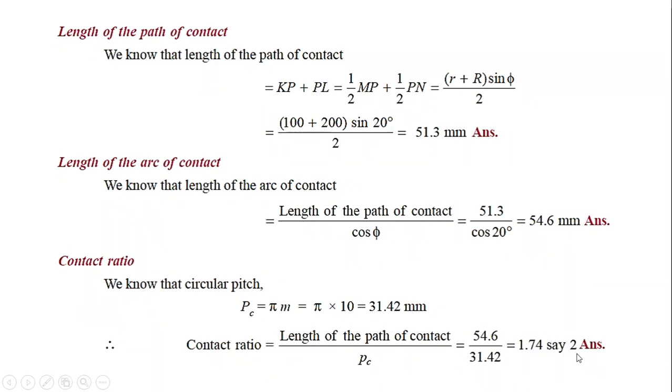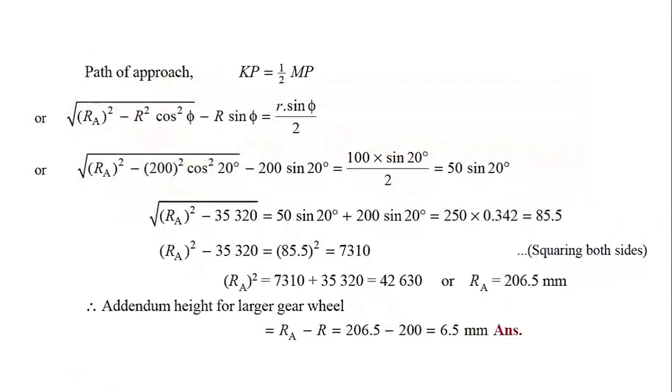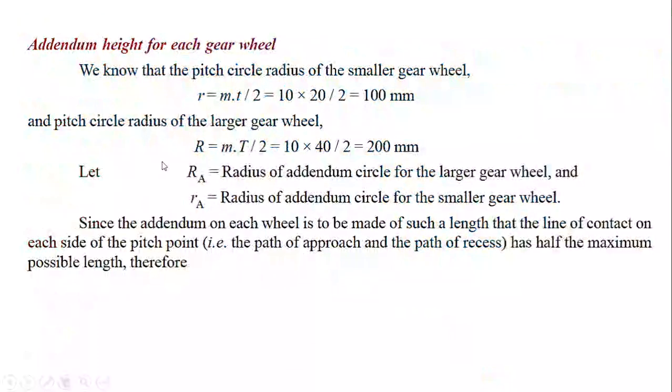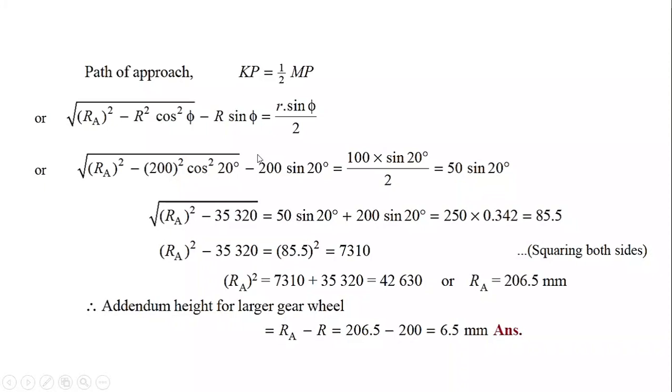Say two gears are mating. This is a simple problem only. This is a very important problem; in university exams, the same question is repeatedly asked. If the question gives this condition only, we use these formulas to find the addendum, or else there are other formulas. Using that formula only, you have to find the addendum value.